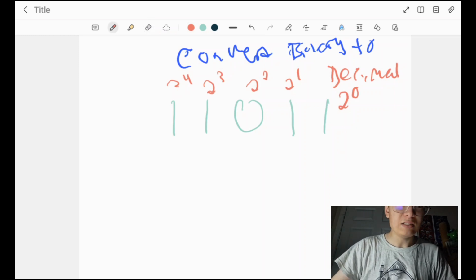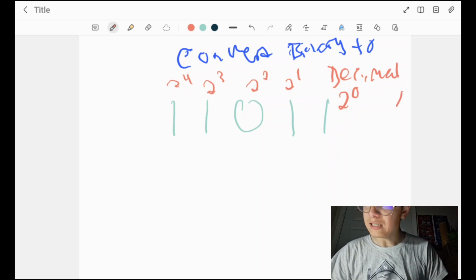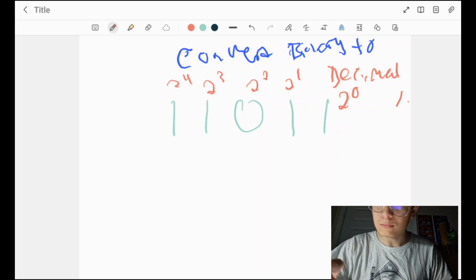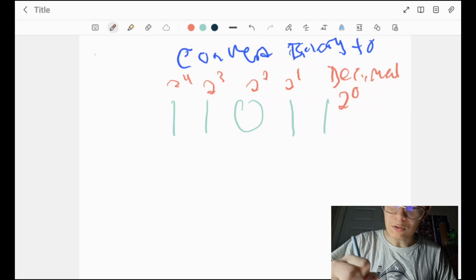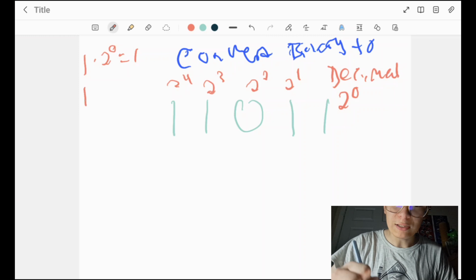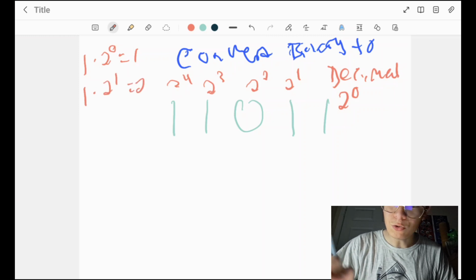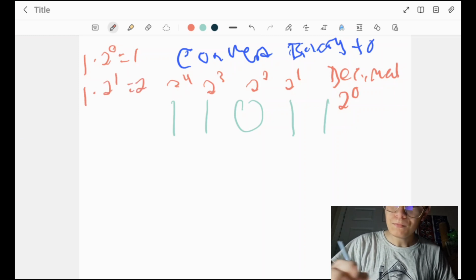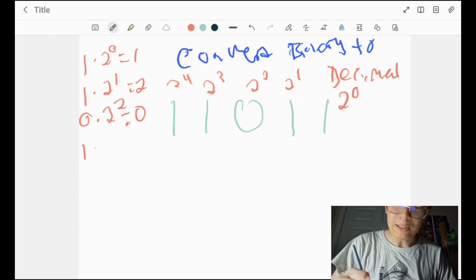So in that case, it will be 1 times 2 to the power 0, which would be 1. And then 1 times 2 to the first, which is 2. 0 times 2 to the second, which is 0. 1 times 2 to the third equals 8.